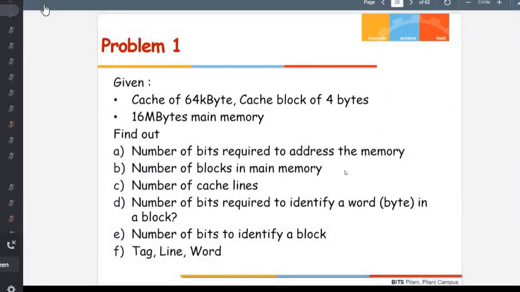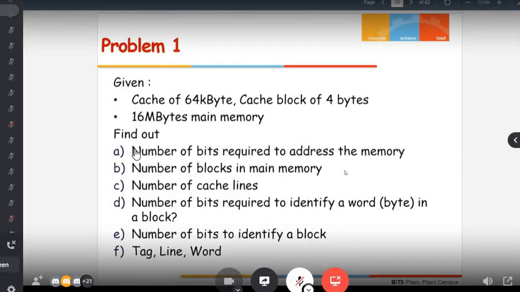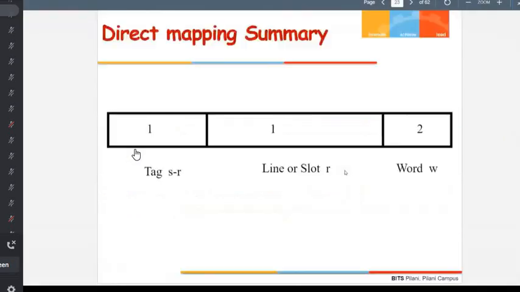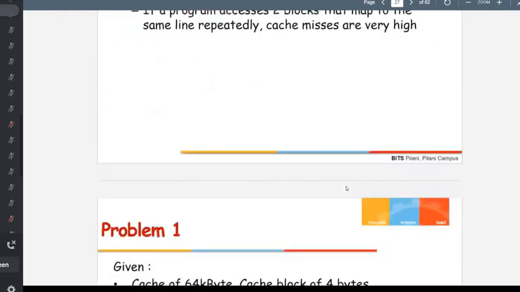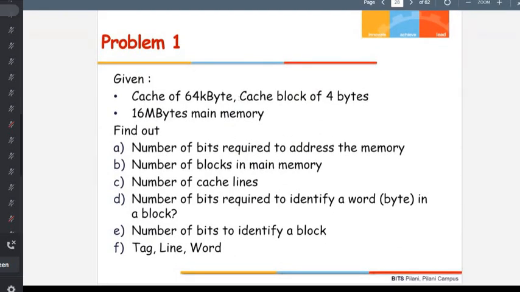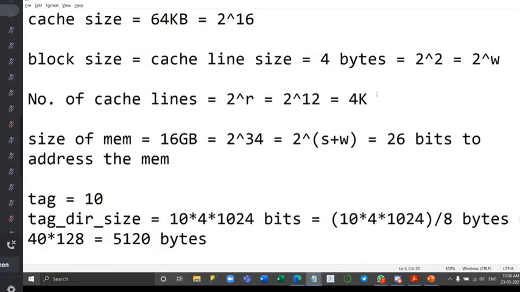So my W becomes 2. W or R? W. Cache block size. 2 to the power R is the number of lines in the cache. 2 to the power W is the block size of the cache. So if you see this part, block size is 2 to the power W, right? So we have the block size given in the problem. Here the block size is 4 bytes. So 4 bytes is 2 to the power 2. Hence we get W as 2.